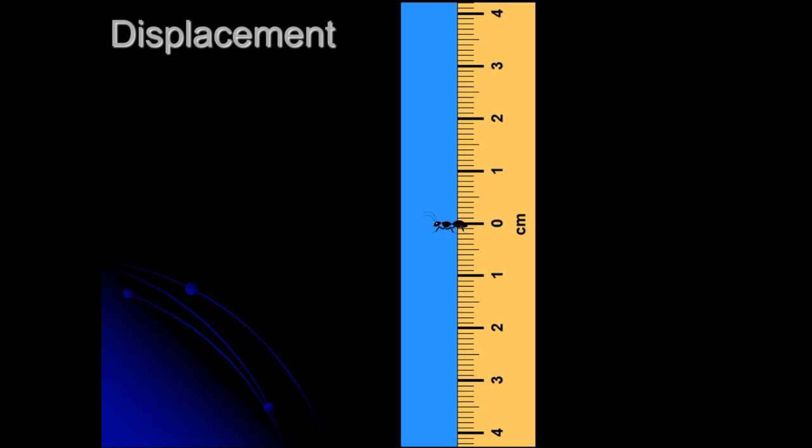So what about this guy? How would you describe this displacement? The ant still moves 3 centimeters, but he is moving up from the reference point. So we could just say 3 centimeters up.